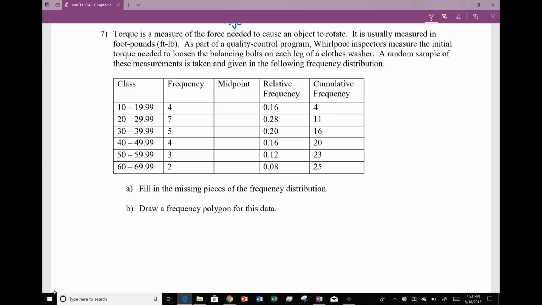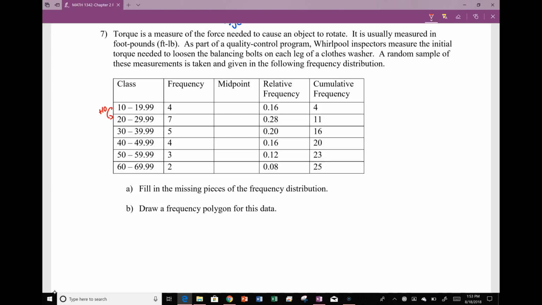So they have 6 classes beginning at 10. Their class width is 10 because they added 10 to get to 20, 10 to get to 30, and so forth. They have already given us the frequency.